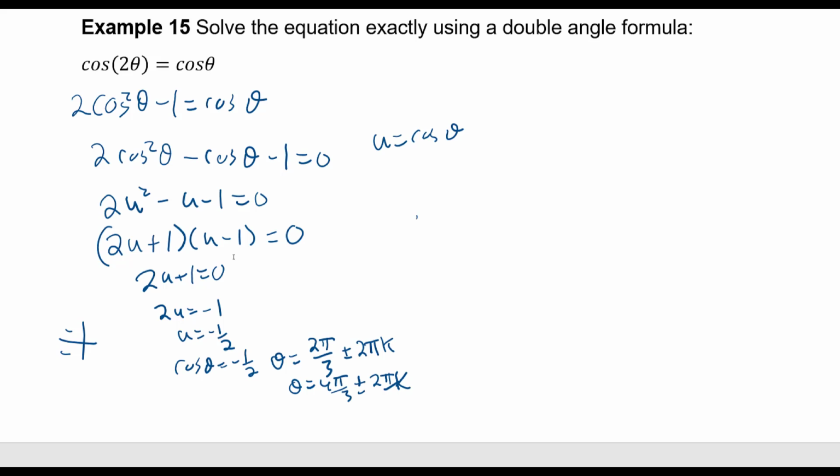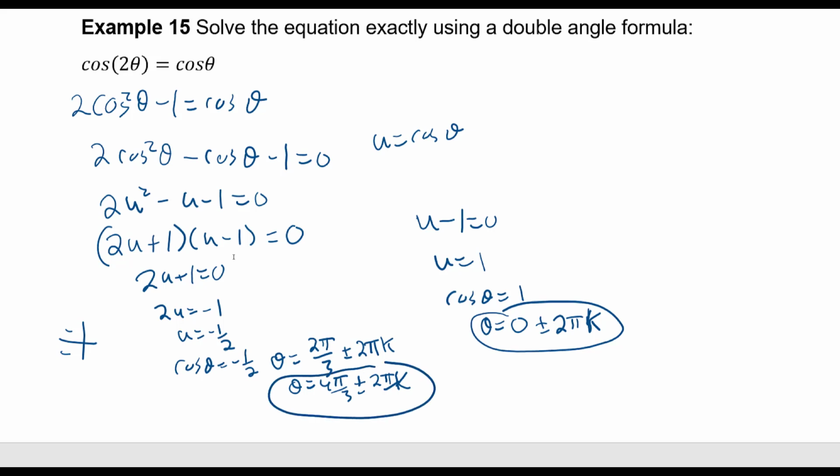Now, for the other side, we have u minus 1. So u equals 1. So where's cosine theta going to be 1? Well, it's going to be where theta is 0 and 2 pi. So I guess we could just say it's going to be 0 plus or minus 2 pi k. It's not as exciting as I thought it would be. Okay, so those are our solutions. I think I missed one. No, I got them all. 1, 2, 3. Okay, fun stuff.